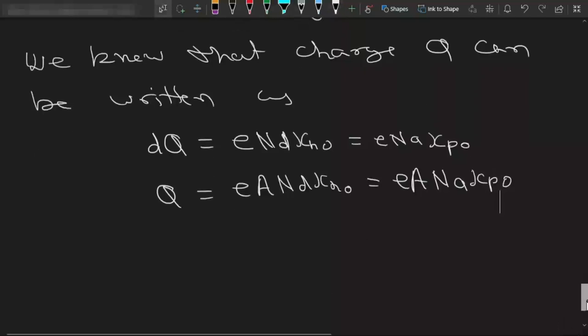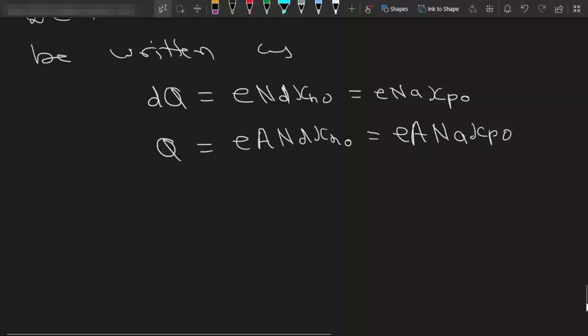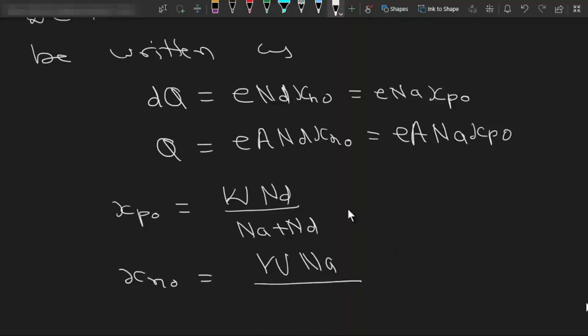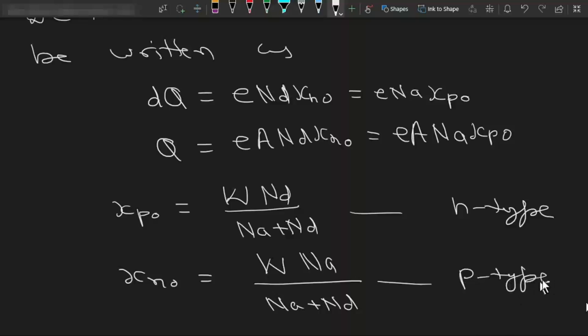Now we have to put the values of x_n0 and x_p0. We know that x_n0 equal to W N_A by (N_A plus N_D), where W is the width of the depletion region, and this x_n0 is in the N-type region. And x_p0 is equal to W N_D by (N_A plus N_D), and this is in the P-type region.